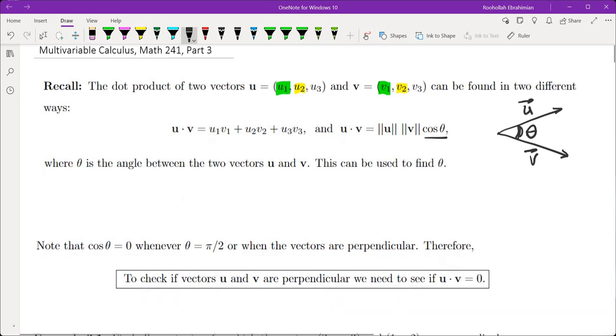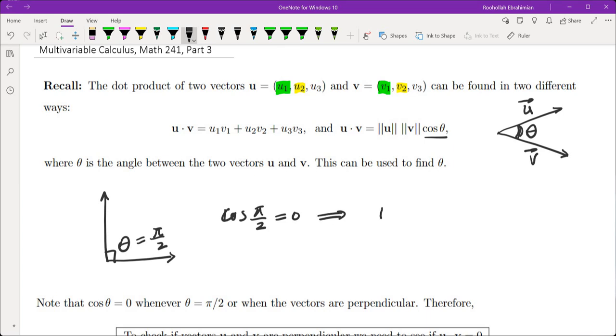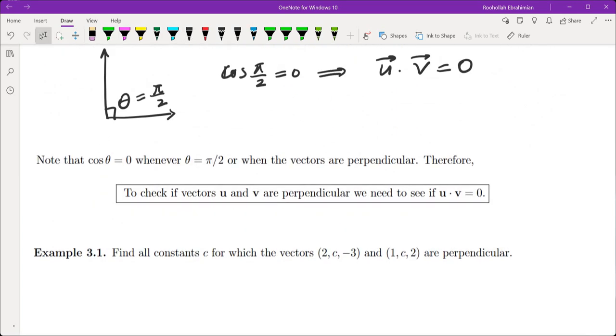One thing that is really useful to know is that if the angle between two vectors is 90 degrees, if the two vectors are perpendicular, then cosine of theta is going to be 0. So cosine of pi over 2 is 0, which means u dot v is exactly equal to 0, because this cosine term is 0. So in order to understand whether two vectors are perpendicular or not, what we need to do is check whether the dot product is 0. This is a really important property of the dot product.